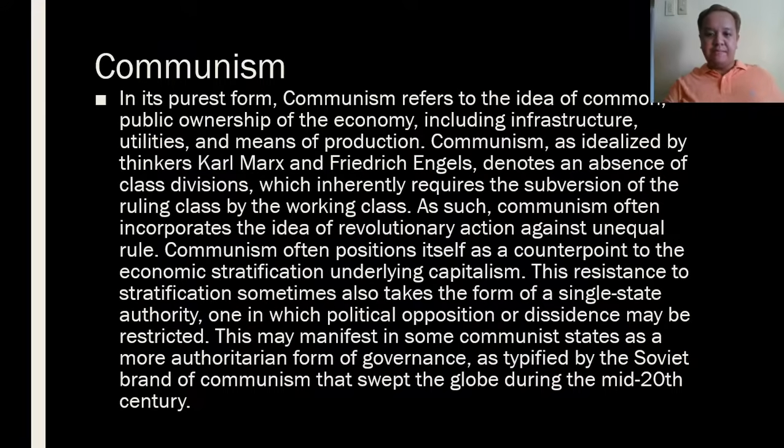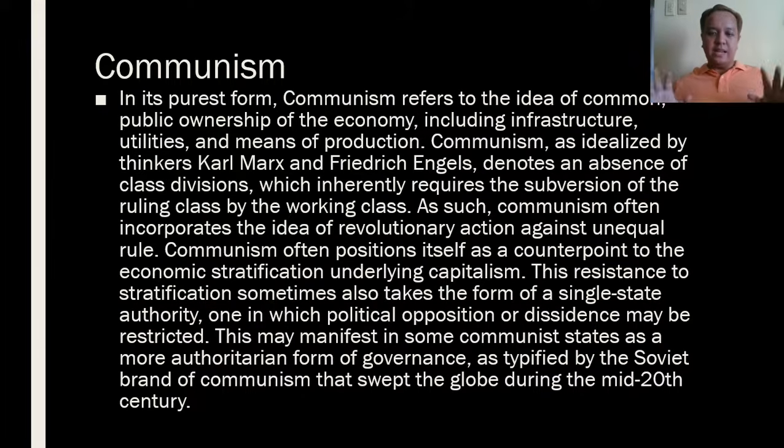Okay. Then you have communism. Of course, this is first a political theory, but then it is also a form of government. So in its purest form, communism refers to the idea of common public ownership of the economy, including infrastructure, utilities, and means of production.